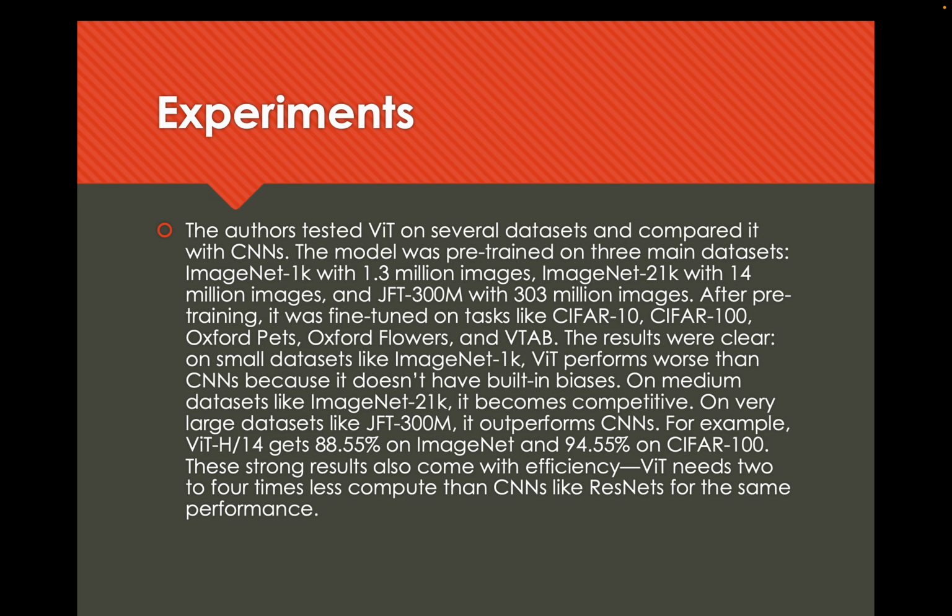The results were clear. On small datasets like ImageNet 1K, ViT performs worse than CNNs because it does not have built-in biases. On medium datasets like ImageNet 21K, it becomes competitive. On very large datasets like JFT 300M, it outperforms CNNs. For example, ViT-H/14 gets 88.55 on ImageNet and 95.55 on CIFAR-100.